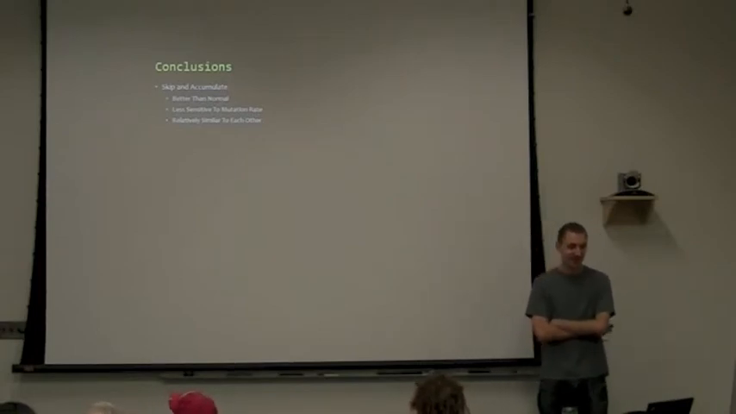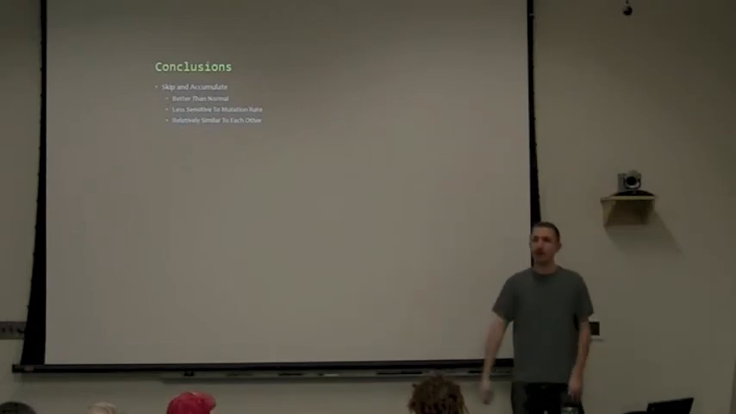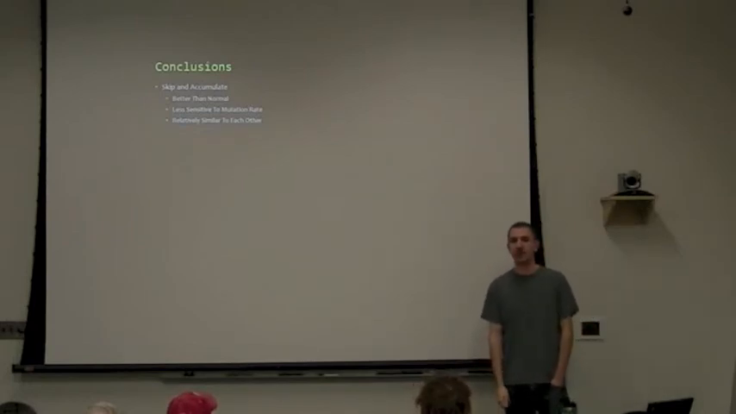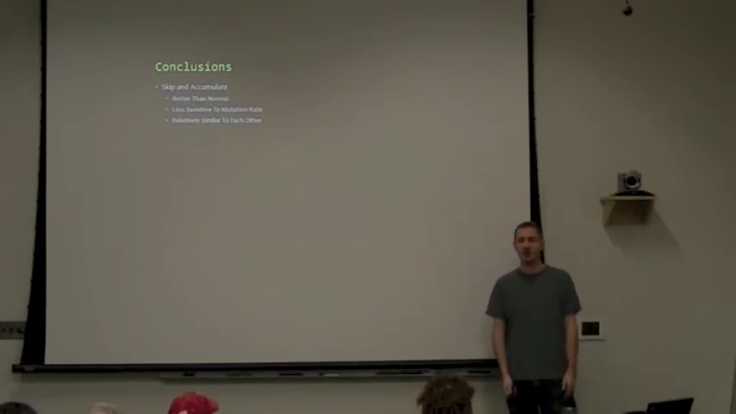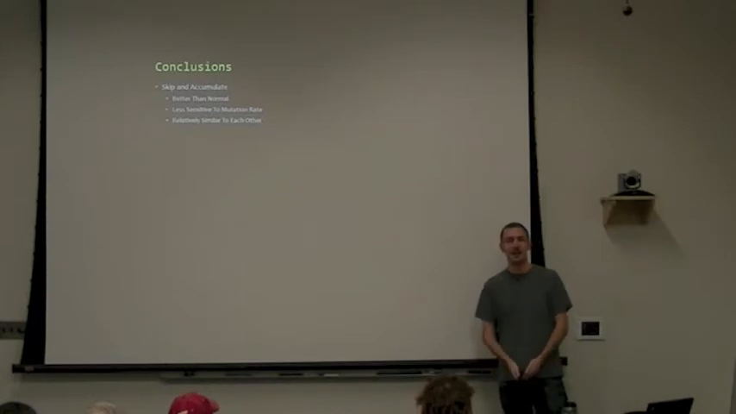So, some neat conclusions. Skip and accumulate were better than normal. They were always better than normal. In all cases, they were at least as good as normal. That's because if the mutation rate was over a certain point, there were no wasted evaluations, so they could do exactly the same. And if there are wasted evaluations, they just do better every time.